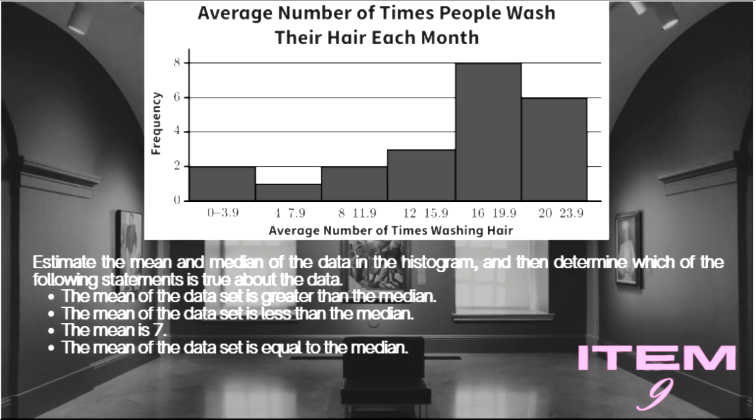Okay, estimate the mean and median of the data in the histogram, and then determine which of the following statements is true about the data. So let's see. To find the mean, first we need to figure out how many values we had. So there's 2 here, 3, 4, 5, 6, 7, 8. And 8 plus 8 is 16, plus 6 is 22. So we had 22 values total.